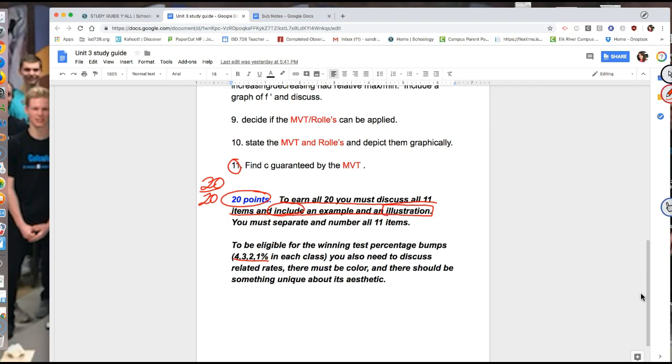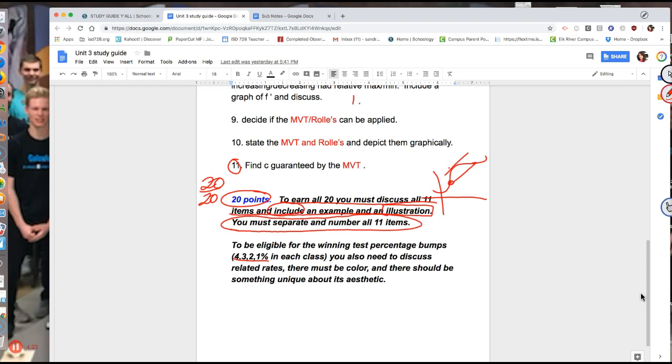What does that mean? It means I need a sketch. I want to see what's happening. If you're doing the mean value theorem, I want you to explain with a sketch what it says. You must separate and number all 11 items. If it just looks like a big random list, you won't get full credit.